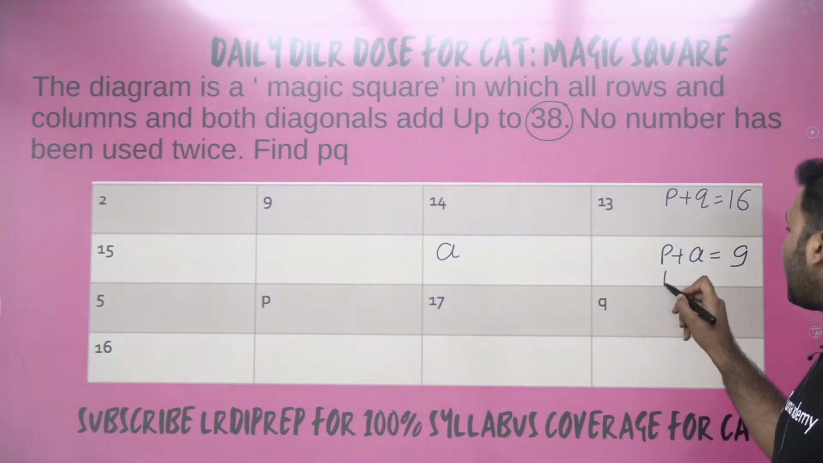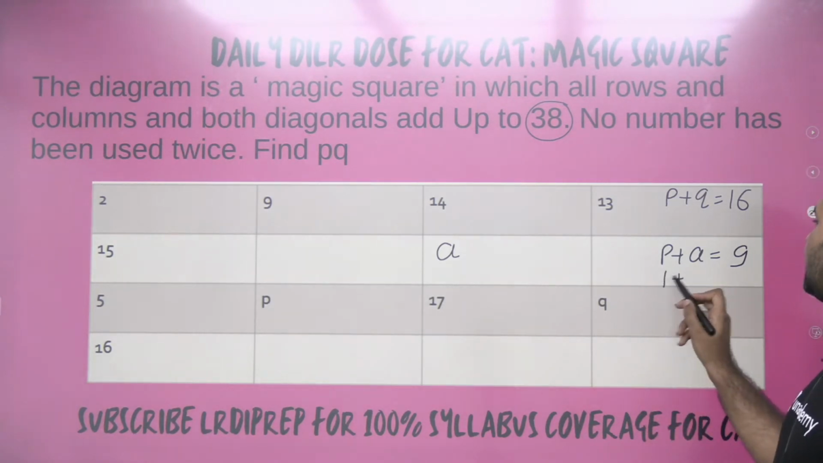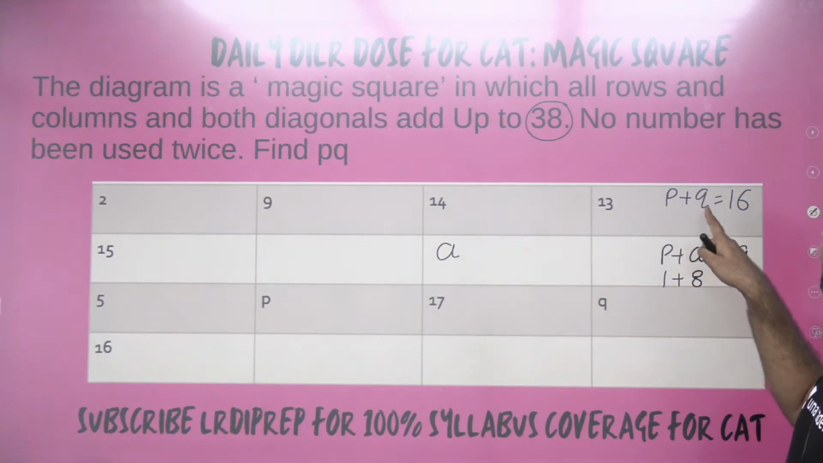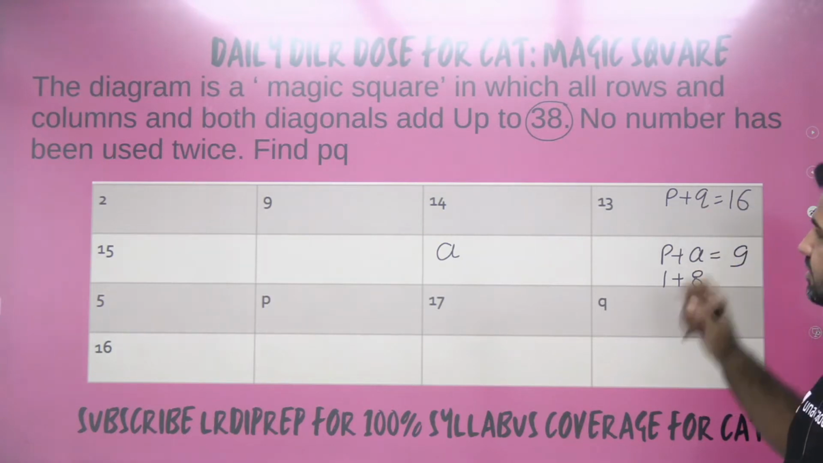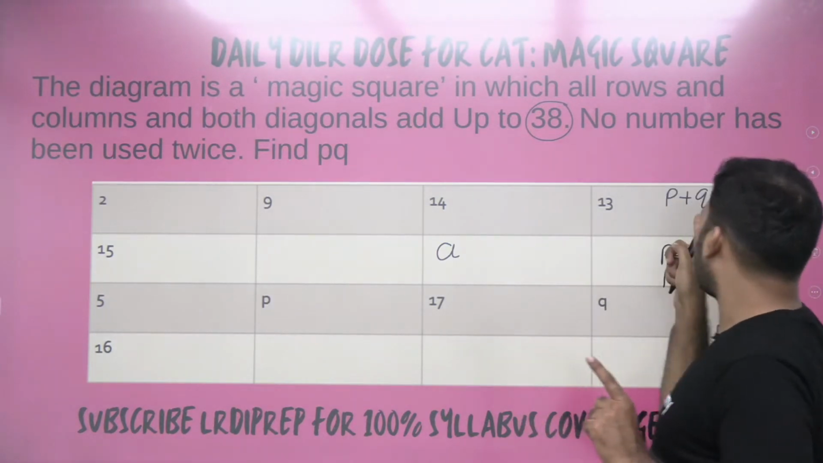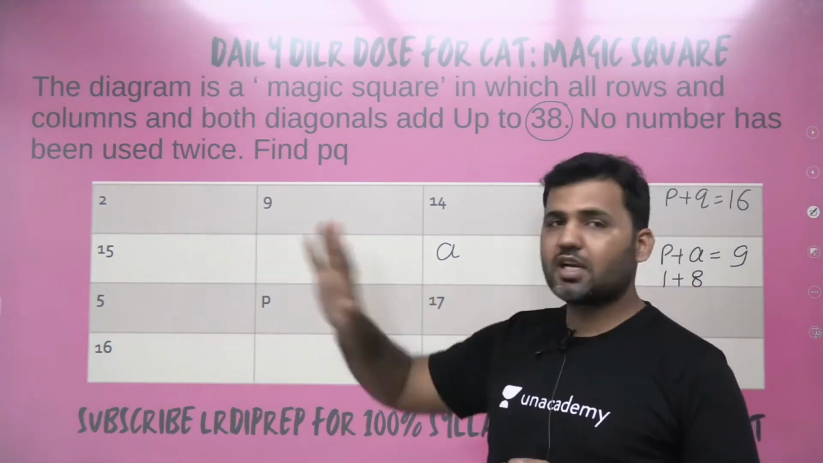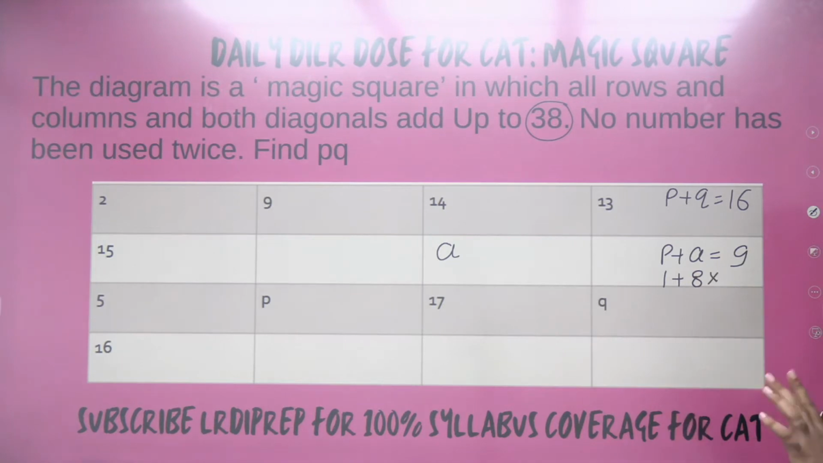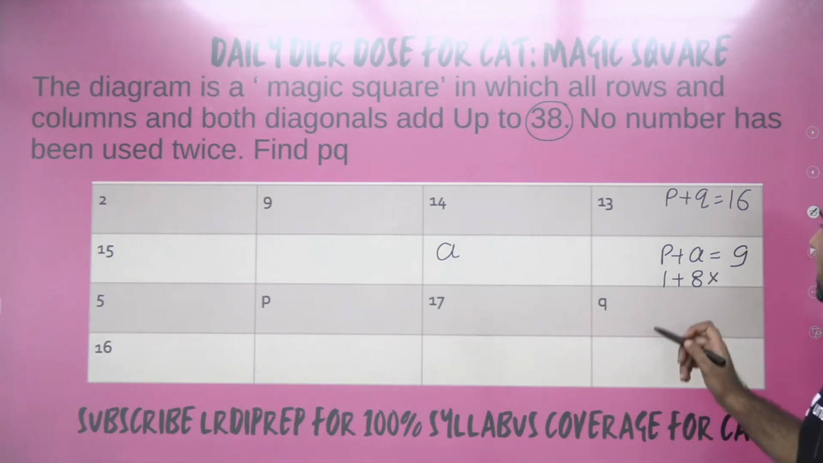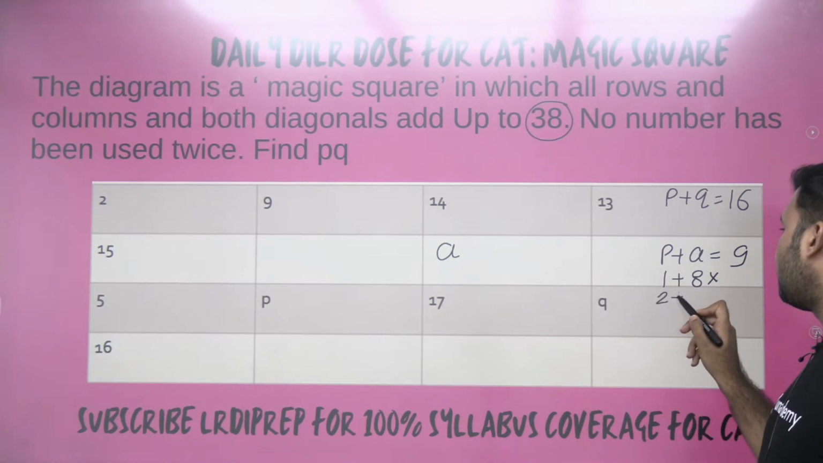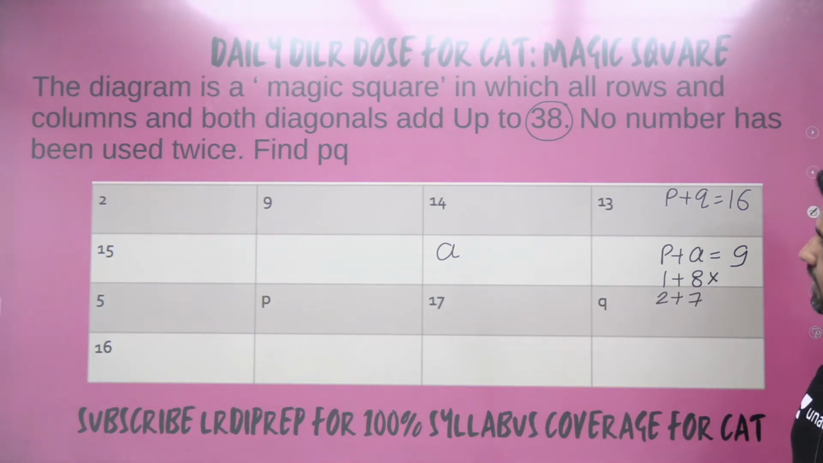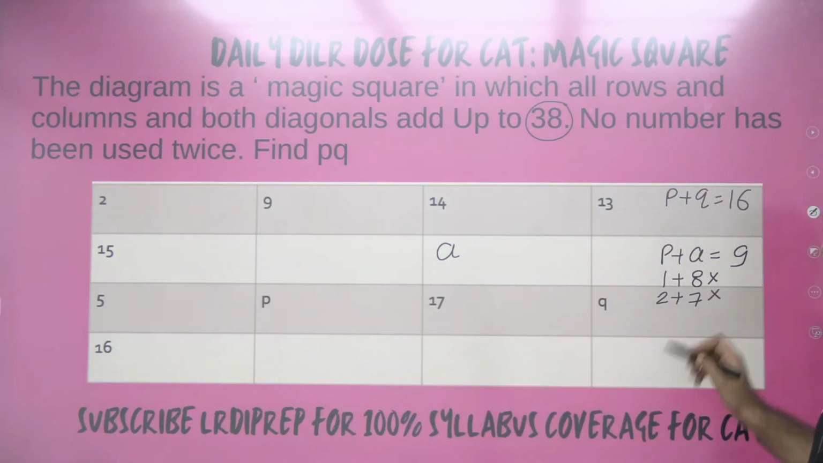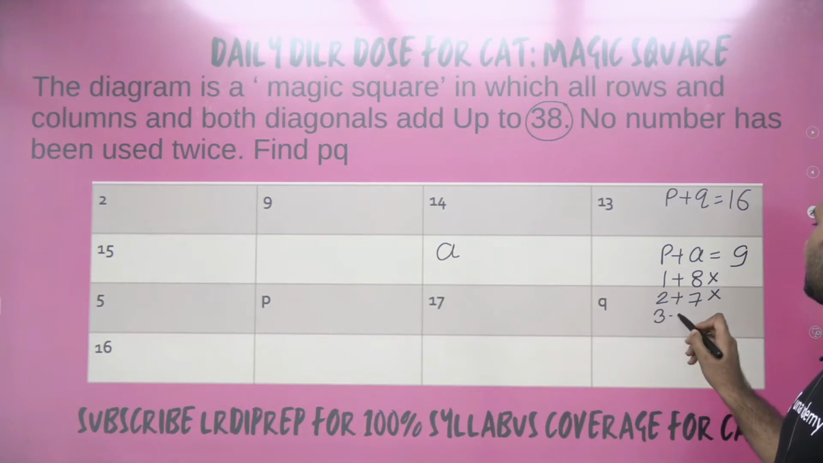If I take P as 1, the first possible combination is P is 1, A is 8. Now if I am taking P as 1, in that case Q has to be 15 because P plus Q is 16. But then Q cannot be 15 because 15 has already been used. So P plus A being 9, 1 plus 8 is out of the option. The next possible combination is 2 plus 7. Will it work? P cannot be 2 because 2 has already been used. So straight away you can eliminate this option also. What if I use 3 plus 6?